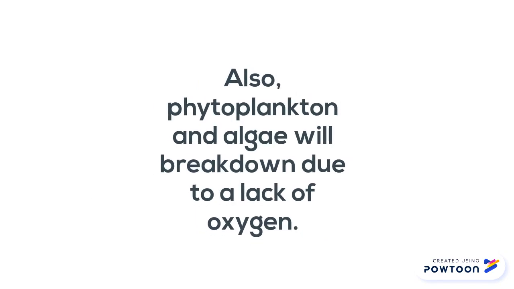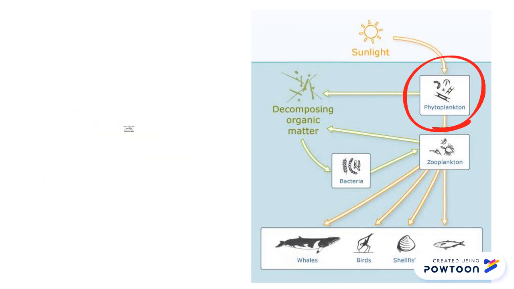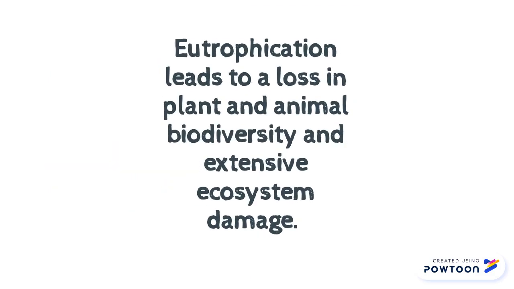Furthermore, phytoplankton and algae will also begin to break down due to this lack in oxygen. Considering these animals are at the bottom of the food chain, their breaking down will lead to many other organisms being left without any food resource. Thus, eutrophication is considered to be a huge global concern because it leads to a loss in plant and animal biodiversity and has extensive damage on the ecosystem.